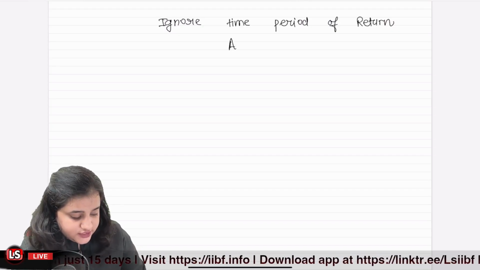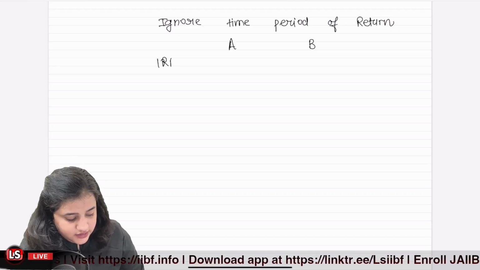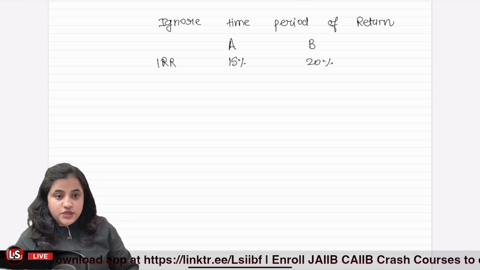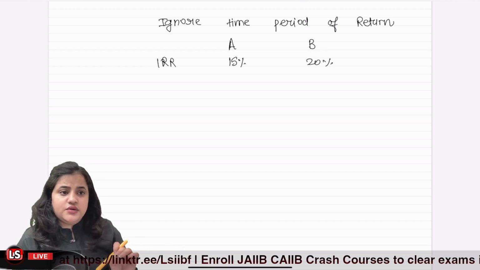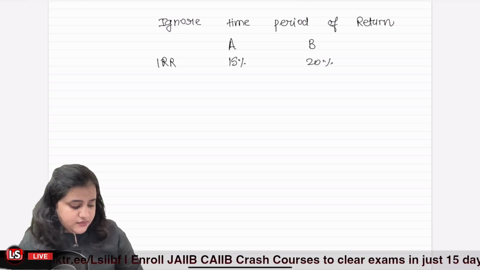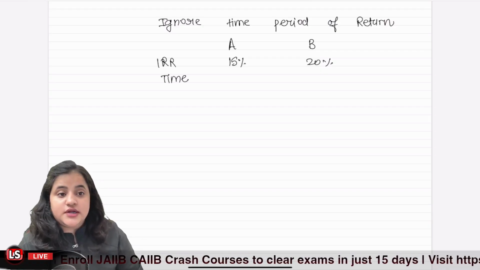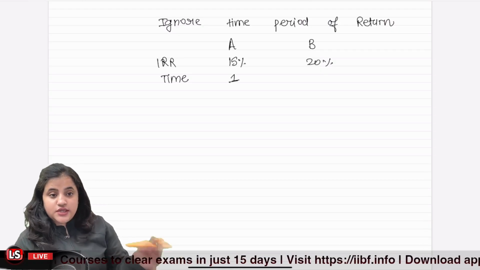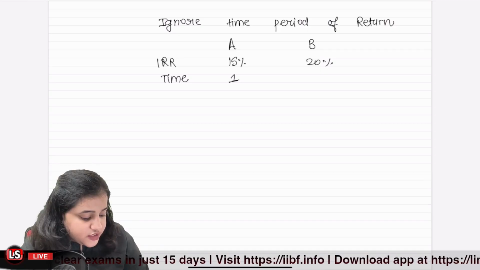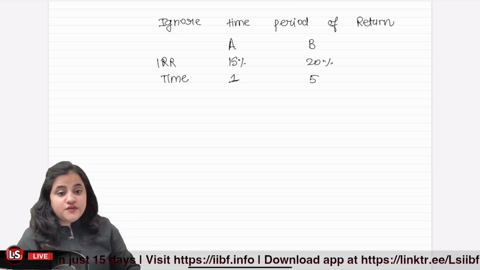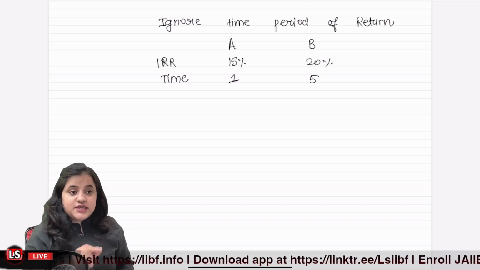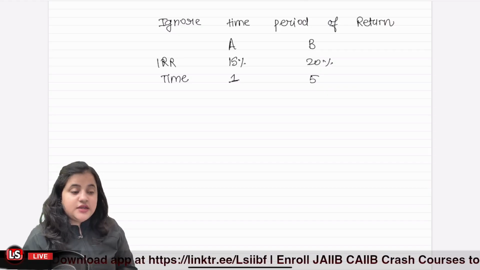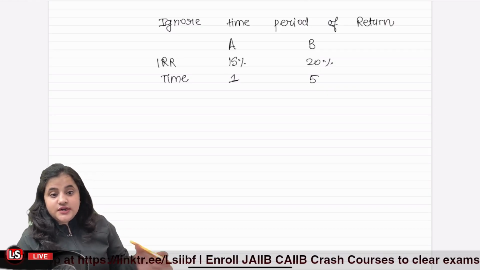For example, we have project A and project B. IRR of project A is 15% and for B is 20%. If I only look at IRR, which project will I choose? B. But when I add another factor, the time at which I'm getting the return, in project A, I'm getting 15% return in only a year, but in project B, I'm getting 20% over investment for 5 years. Now, comparing just IRR becomes unstable and it cannot be completely dependable, right? We need a method that will also consider the time period of return.